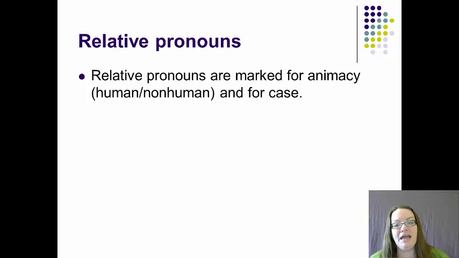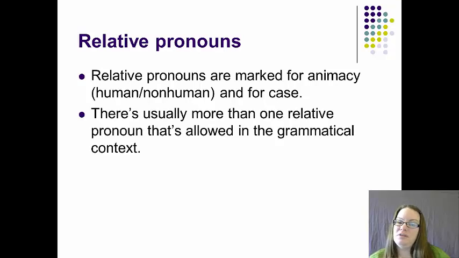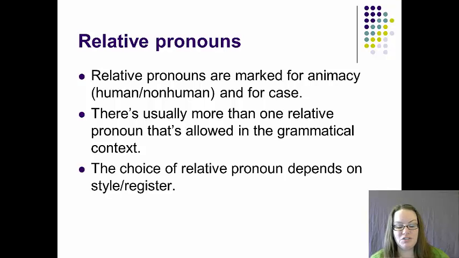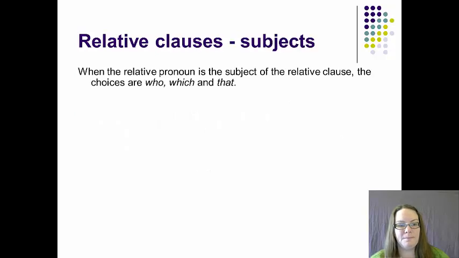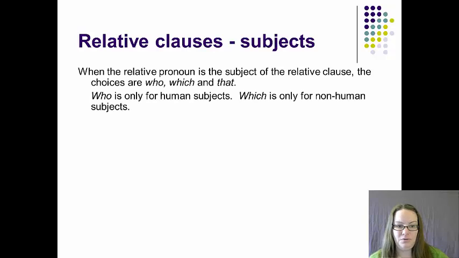Relative pronouns are marked for animacy, or whether or not they're alive, whether they're human or not human, and for case. Okay? There's usually more than one relative pronoun that's allowed in the grammatical context. The choice is made based on style or register choices, so how formal or informal you are. Okay. When the relative pronoun is the subject of the relative clause, the choices are who, which, and that. Let's see some examples. Who is only for human subjects, and which is only for non-human subjects.